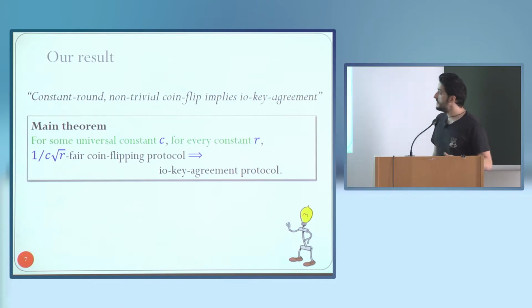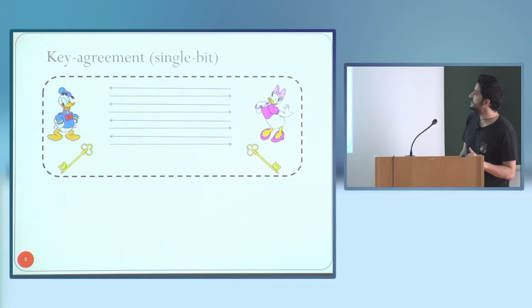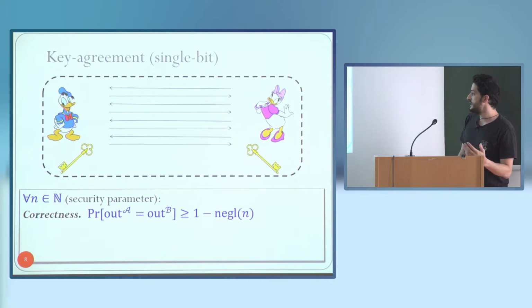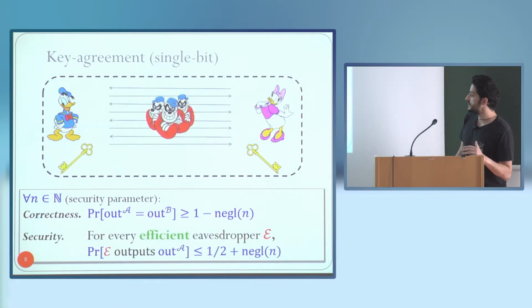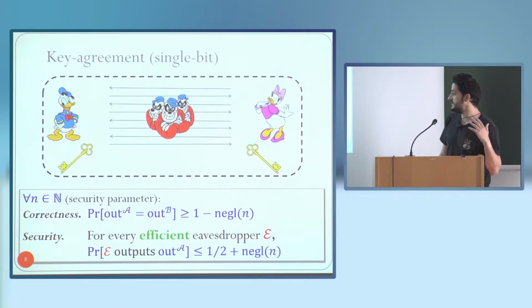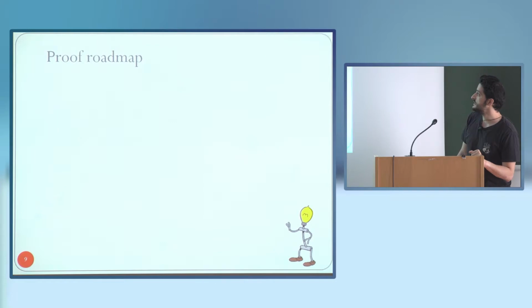Okay? So before I tell you how we show this theorem, I'm going to first define a key agreement. A key agreement is a two-party protocol that satisfies the following desiderata. On one hand, we have correctness, meaning that the parties agree on an output with overwhelming probability. And on the other hand, the security requirement states that for every efficient eavesdropper, the eavesdropper can guess the output by nothing better than random guessing. Okay, this is how we define key agreement protocols.